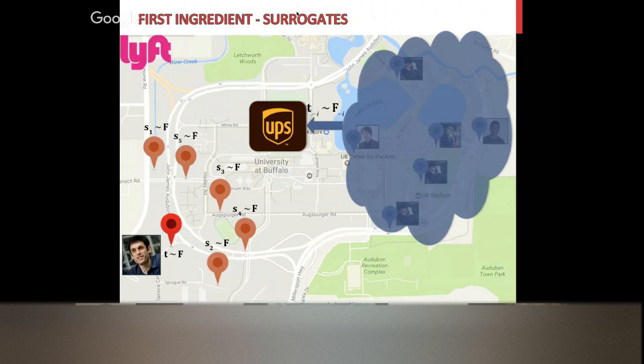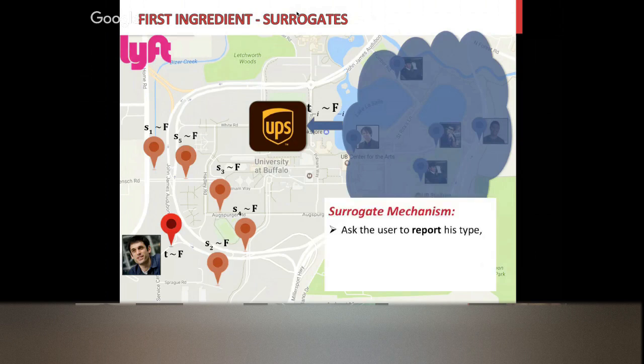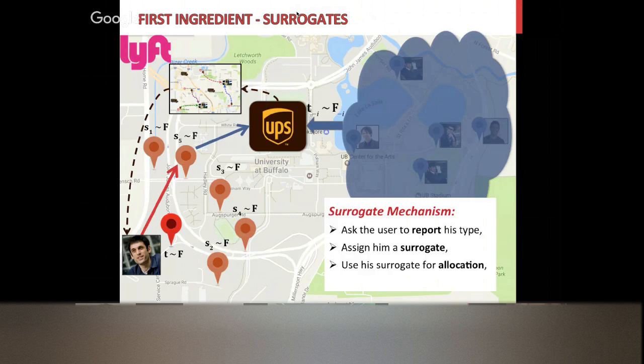And my plan for doing the reduction is the following, which I call the surrogate mechanism. Just zoom in on one agent. I ask the agent to report the type, and then I assign one of the surrogates to his type. And then, rather than using his type in the allocation algorithm, I just use this surrogate in the allocation algorithm. I imagine the other surrogates are drawn from their type distributions, and I look at the outcome that this procedure gives them. And this is going to be my outcome. And then I charge him a payment that makes that outcome truthful.